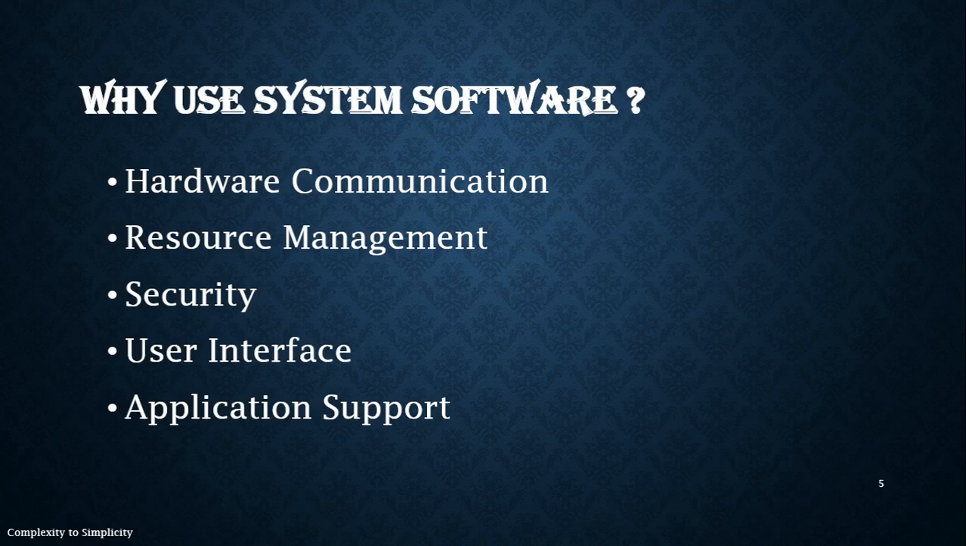It means system software supports the installation and running of applications and software on the system. Last in this category is customization. That means system software allows for customization of system settings and configuration, giving users greater control over their computing environment. So these were the factors which explain why we have to use the system software.